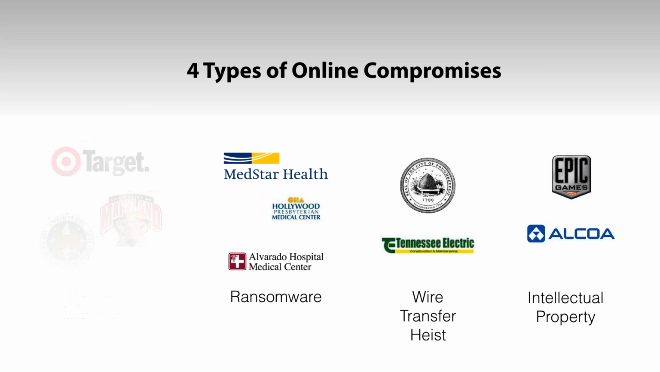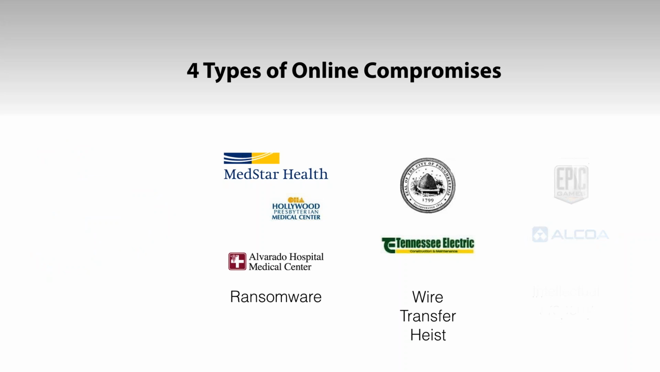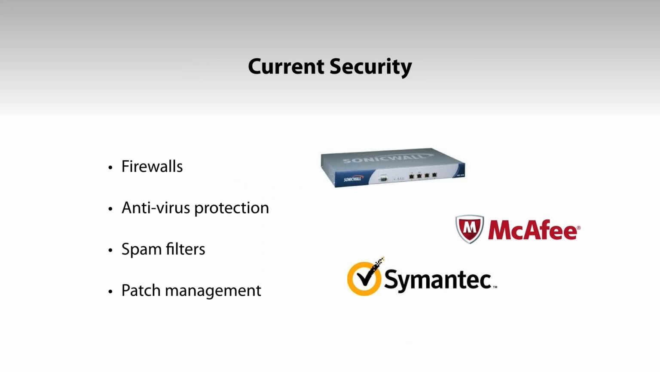What we're going to focus on mostly is this ransomware situation and the wire transfer heists that are going on. One of the things we often deal with from a technical standpoint is making sure everyone has the right technology in place. Most organizations already have a lot of good security in place, things like firewalls, antivirus protection, spam filters, and patch management. Many of these organizations spend millions of dollars on this, and yet there are still a lot of compromises going on.